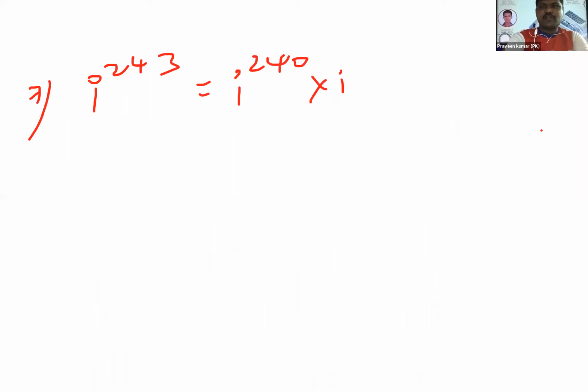i power 243. Yes, yesterday you did it. Question number 7, i power 243 with the nearest multiple: i power 240 into i cube. i power 240 means 1. i cube means minus i. Total answer is minus i.